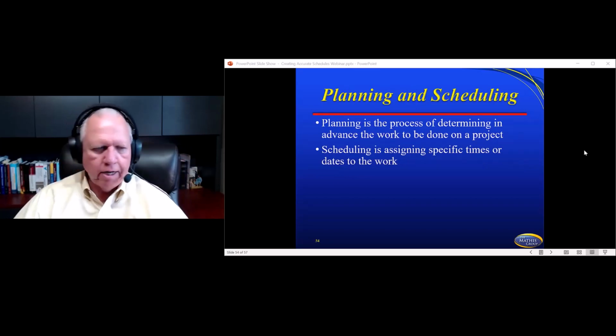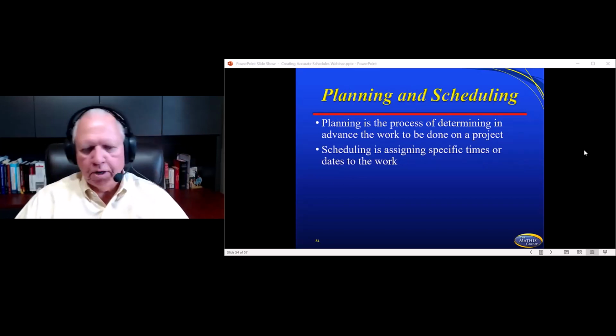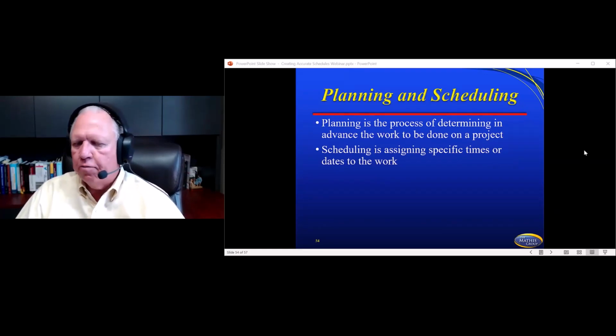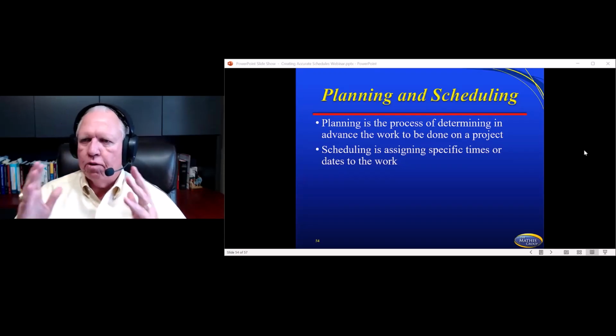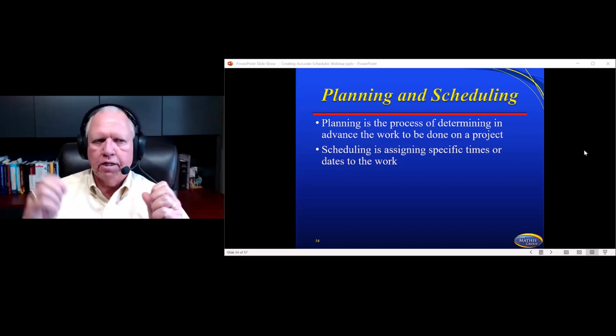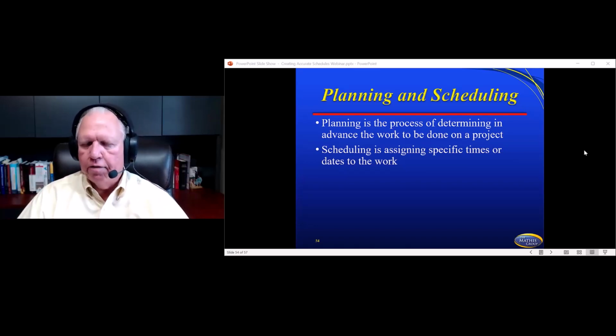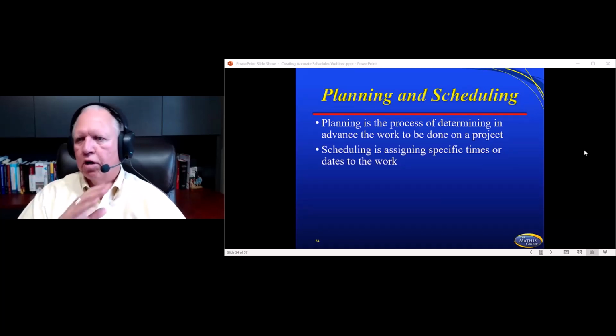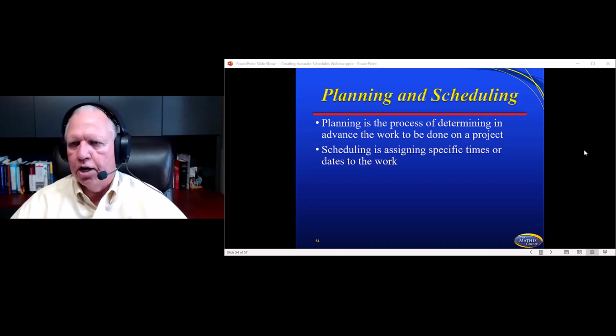You're looking at the planning and scheduling. So planning is the process of determining in advance the work to be done on a project. Scheduling is assigning specific times and dates to the work. And that's what we're talking about by a schedule. In traditional, that makes the most sense to you because you've seen those Gantt charts with the beginning of an activity, the ending of that activity. And so what you're trying to do is look at what is a realistic schedule, start and finish, to be able to do this work, whether I'm doing traditional or agile.